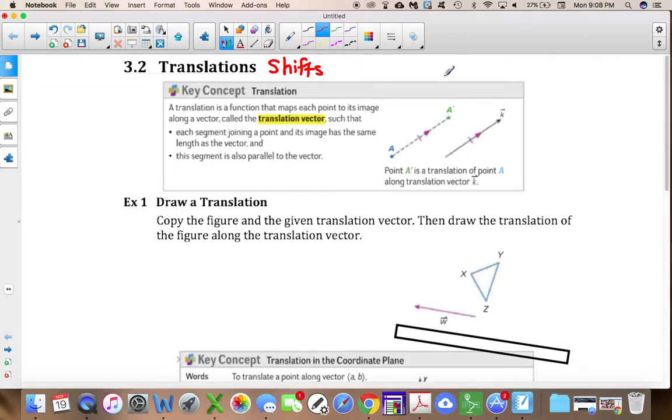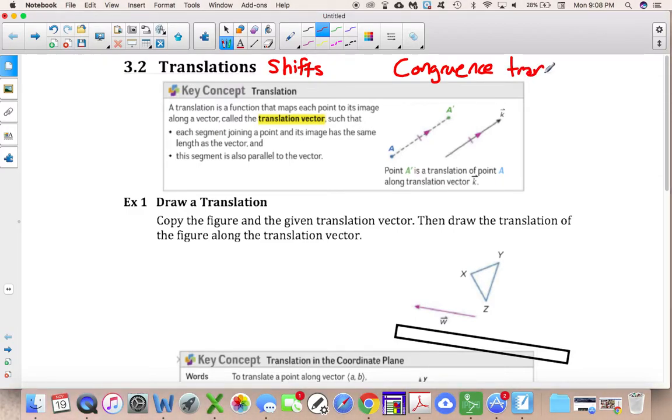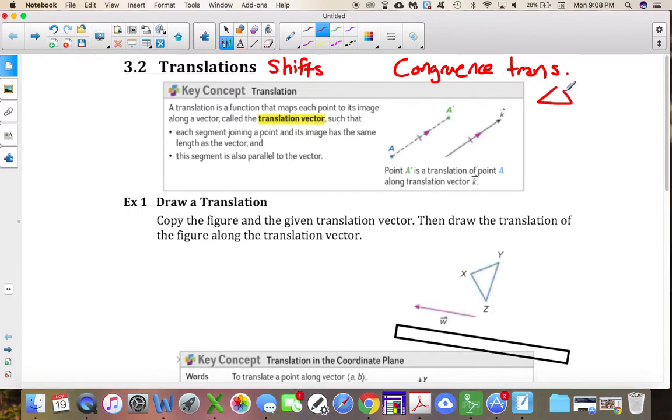So it's basically, I'm going to put over here, congruence transformation. And what that means is that when we have our shape here and we are moving it somewhere else, it's going to remain the same shape, same size. So we're not making the object larger or smaller at all. Similar to what we were doing yesterday when we were reflecting things. Even though it looked different, it was still the same shape, same size image.